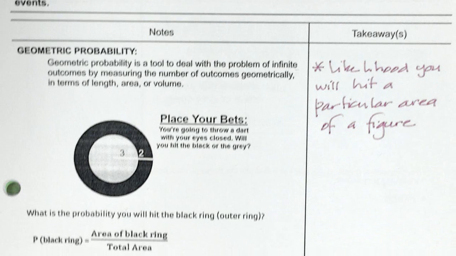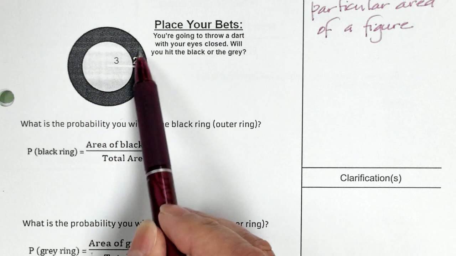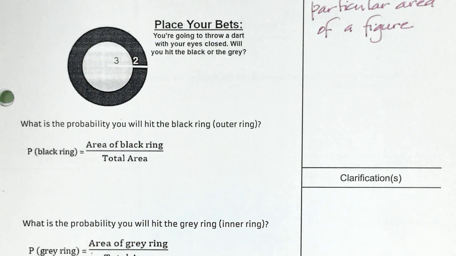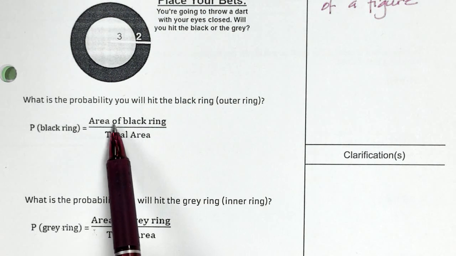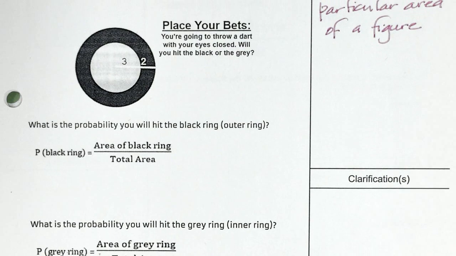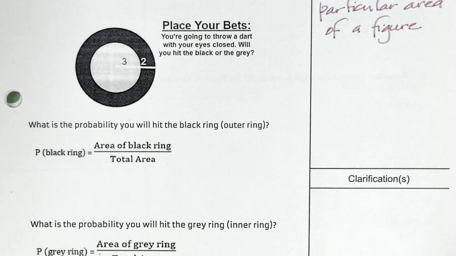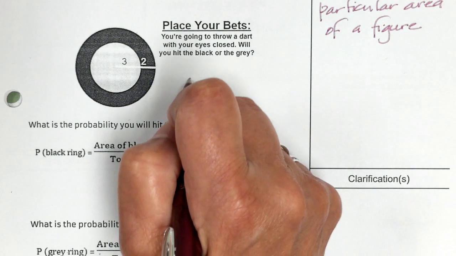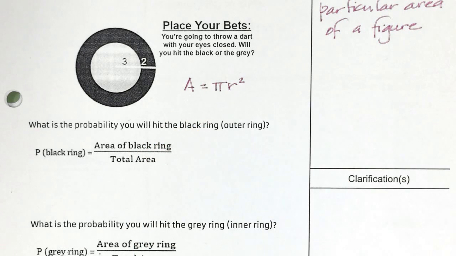Okay? So it says here, place your bets. You're going to throw a dart with your eyes closed. Will you hit the black or the gray? Black being this outer ring and gray being this center ring. To find the probability of the black ring, you need to take the area of the black ring, which is your success area, and divide it by the total area, which is your total possibility. Remember, for a circle, area equals pi r squared.